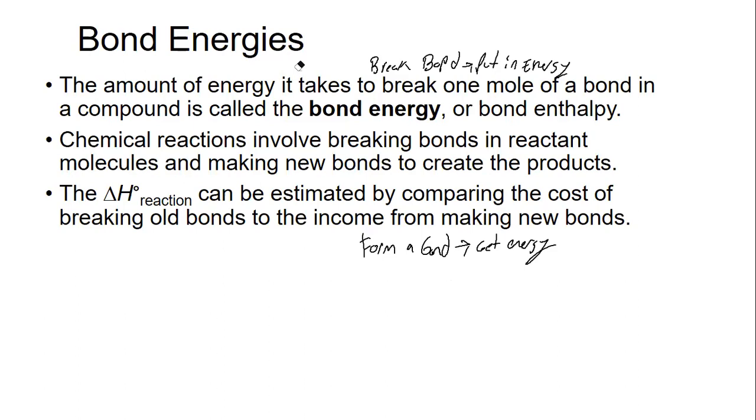And we can calculate how much energy we need to put in to break bonds and how much energy we get out when we form bonds. And this calculation is delta H of our reaction. So we talked about H before, our old friend enthalpy, also known as heat energy. So we can calculate how much heat we have to put in or how much heat we get out of a reaction when we just look at our different types of bonds.